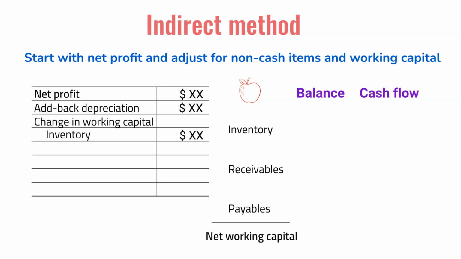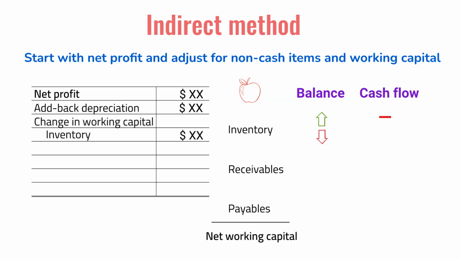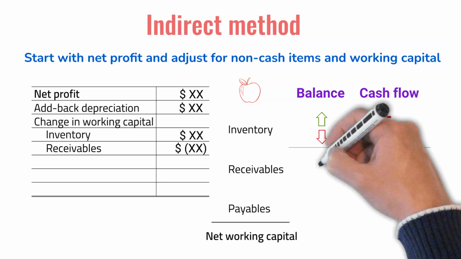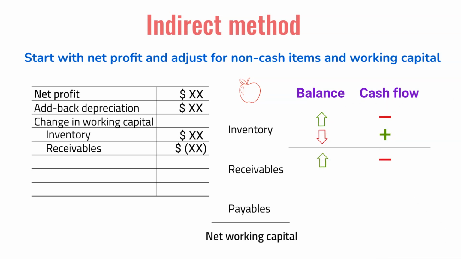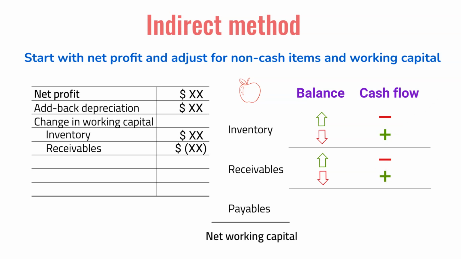Start with inventory. If it increases, you subtract cash. Yes, you bought inventory and spent money on it, and your cash is tied up in stocks. If it decreases, you add cash, as you have sold inventory. Now receivables. If they increase, you subtract cash. A customer owes you more. If they decrease, you add cash. A customer paid you.